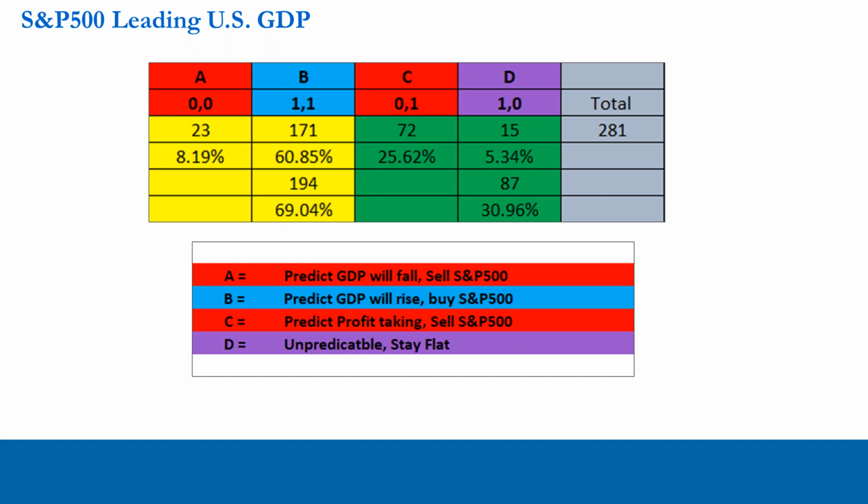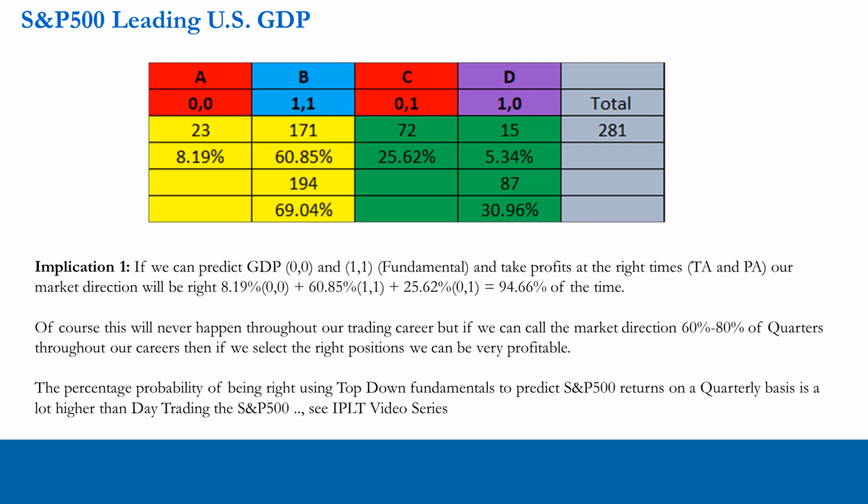So when we look at this historical data, it does have some pretty profound implications. The first major implication for traders and PMs is that if we can actually predict GDP, so the 0-0 and the 1-1 fundamental situation, okay, and on top of that, take profits at the right times, perhaps using technical analysis and price action indicators, our market direction is going to be right.